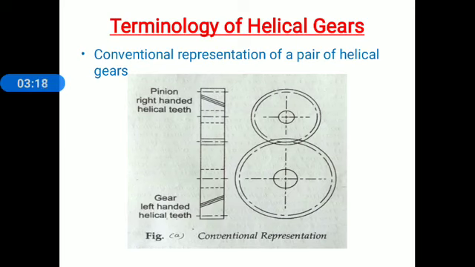How to indicate the helix or direction of tooth? By drawing three thin continuous lines. Now see the sketch. The three thin lines sloping downward to the right side are for right-handed helical gears, and the three thin lines sloping upward to the right side are for left-handed helical teeth. That is clearly shown in this conventional representation.